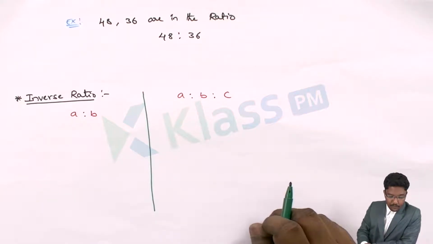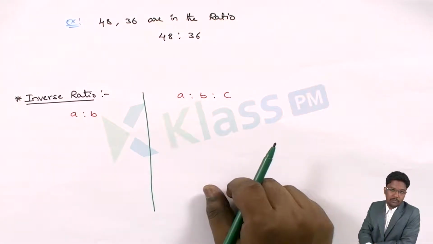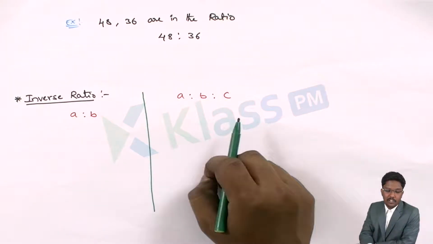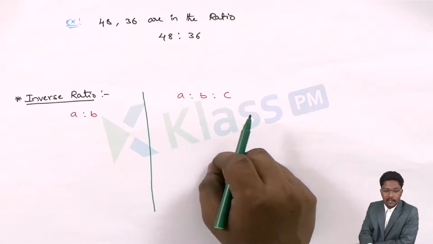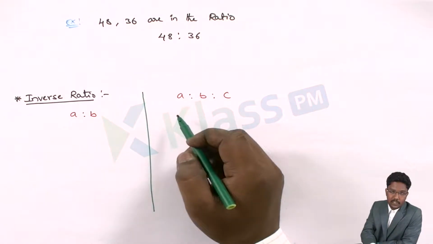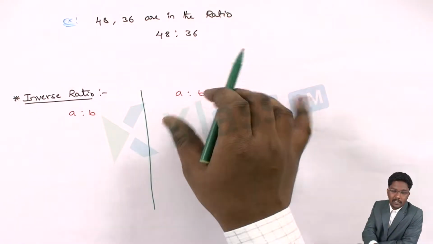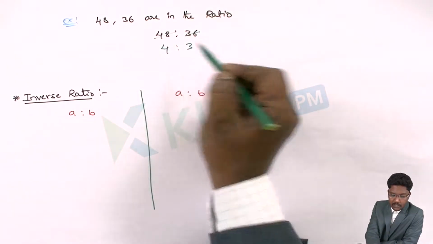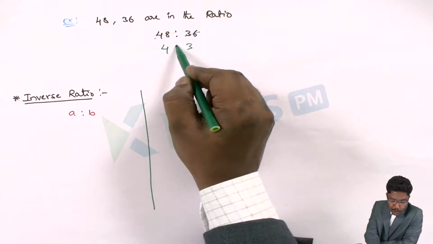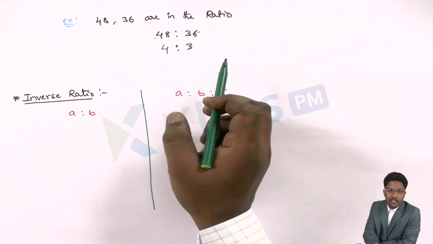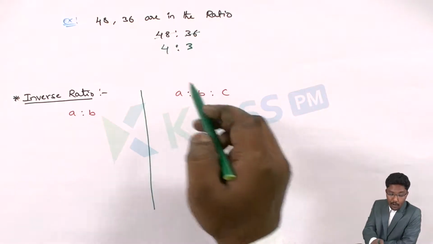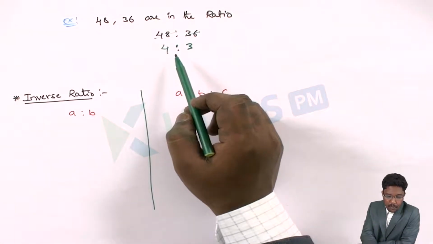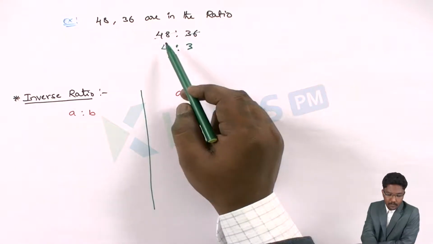Let us see 48 and 36 are in the ratio. So 48 and 36 are the values. So what is the ratio? In which ratio are they? Let us see, 48:36. These two values are cancelled in the 12th table. 12 4s are 48, 12 3s are 36. Now this is the ratio. 48 and 36 are in the ratio 4:3. But 4 and 3 are not the values. Now I think everyone understood the difference between the value and the ratio.